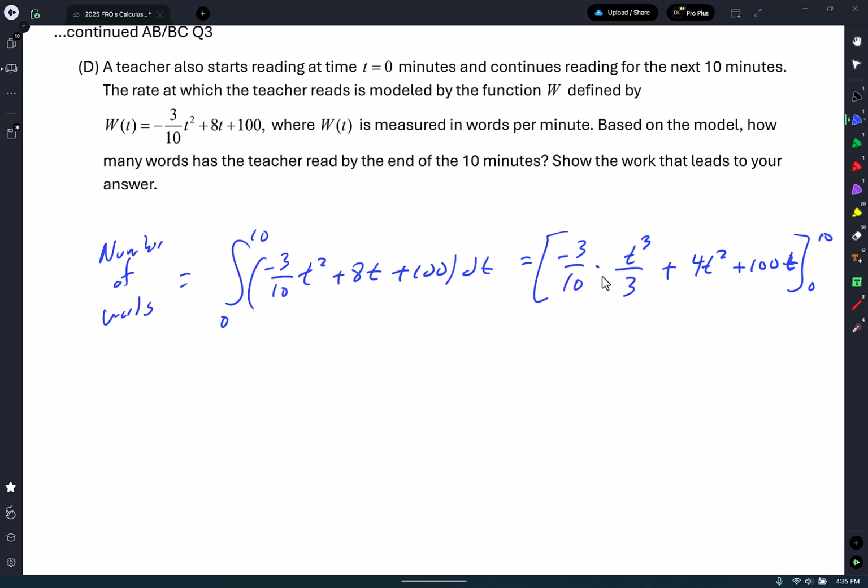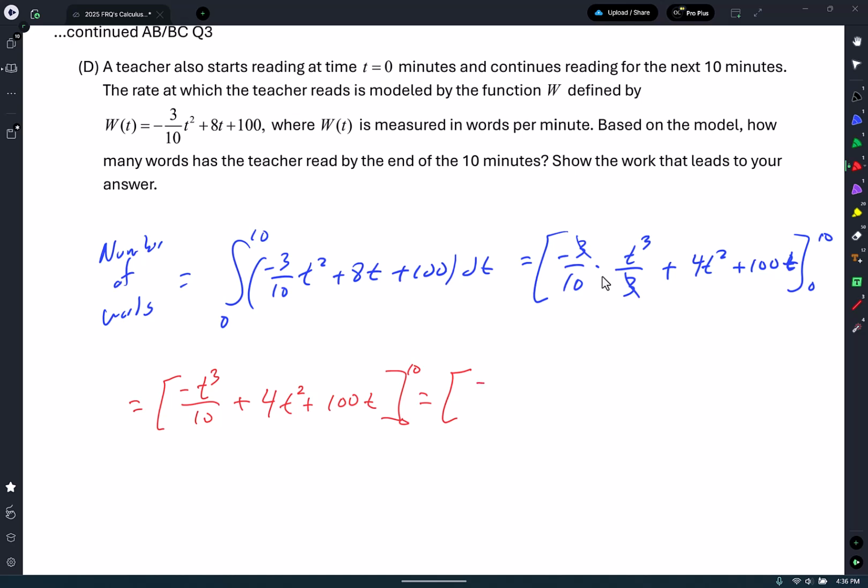In this case, since you have a polynomial, you don't have to necessarily worry about the 0. You can just plug in the 10 there now. So here we go. These 3's get canceled. So now I have, let me do this really fast. I'm going to write negative t cubed over 10 plus 4t squared plus 100t. I know you don't have to do that. You can just go right into it from 0 to 10. So upper minus lower bracket.